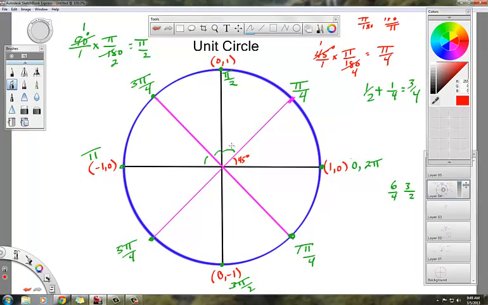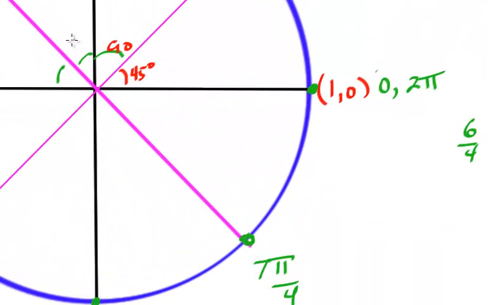So this will be 90 plus 45, 135. 180, plus 45 is 225, 270, 315, and 360. And you can see that these angle segments represent these green radian segments because they're equal.